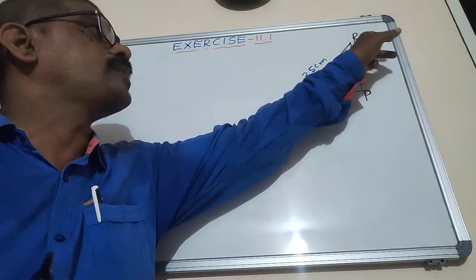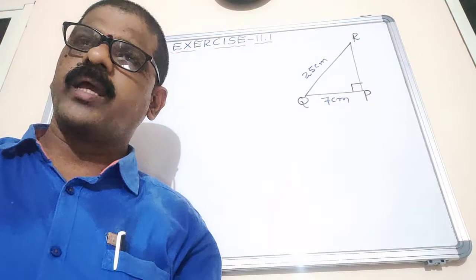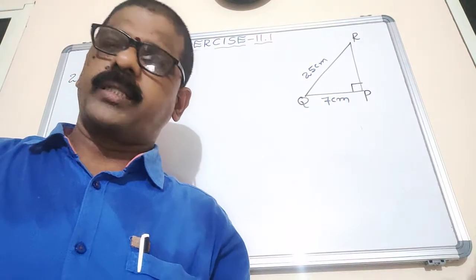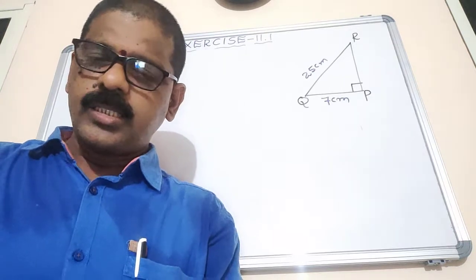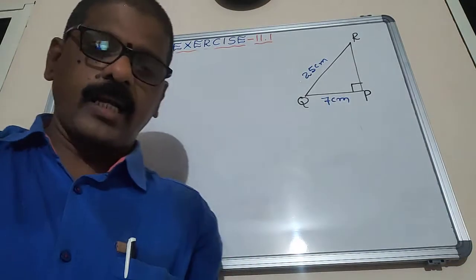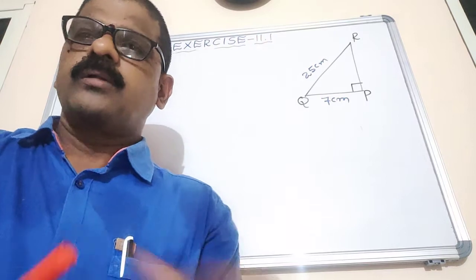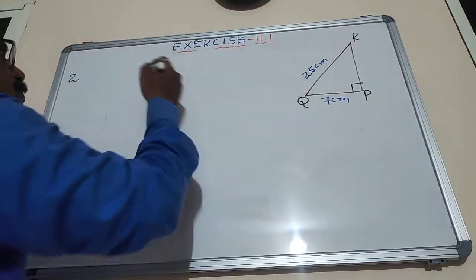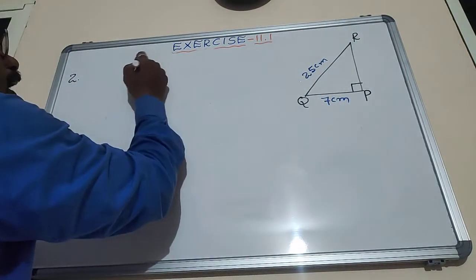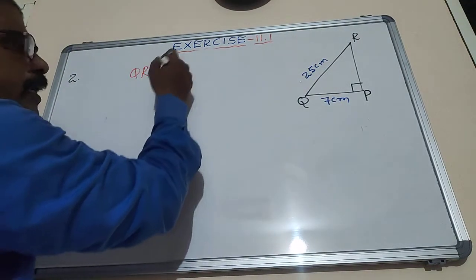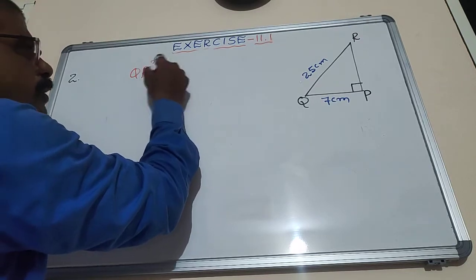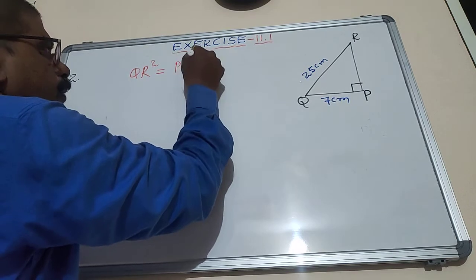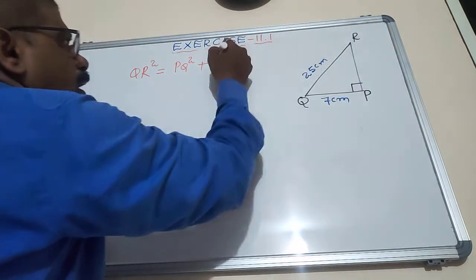That means opposite side is PR. PR is not given. Now we have to find PR. How? According to Pythagorean theorem. So how to find that according to Pythagorean theorem? Already I told, we know that QR square equals to QP square, or PQ square, anyone, plus PR square.